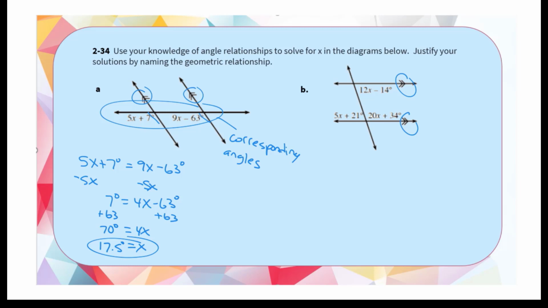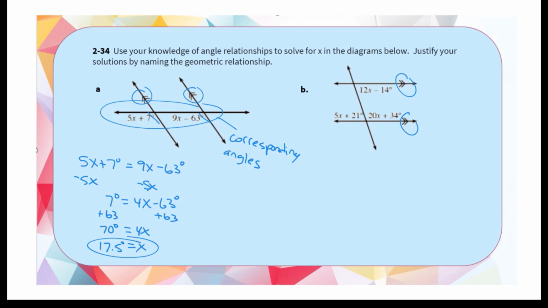Part B, we have a couple things we could do here. If I wanted to, because of the parallel lines, I could say these two are same side interior. So I could add both of those equations together and set it equal to 180. I'm not going to do that on this one. And then these two, because of the line, form a linear pair. So I could do the same thing by adding up 5x plus 21 plus 20x plus 34, setting it equal to 180 and solving. But I'm not going to do that either.